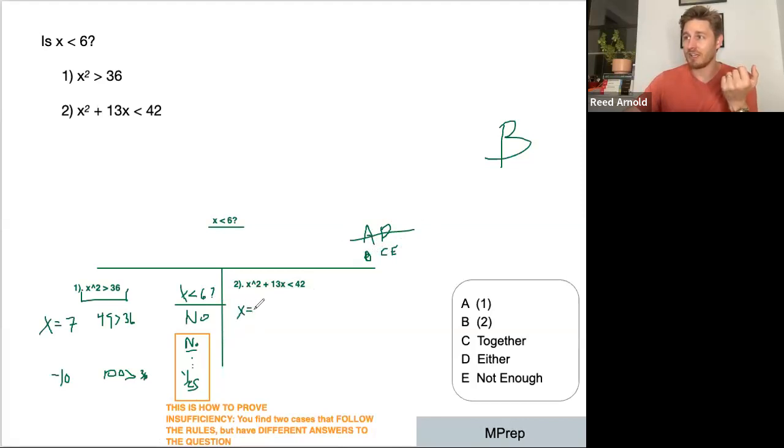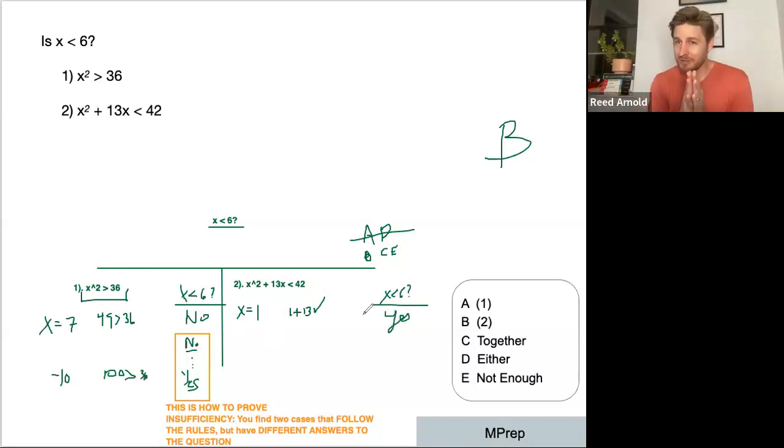In fact, when you're testing cases, one of the big pieces of advice I have is for the first case, make it as obvious as possible. Make it as simple and straightforward. Any case that you think will follow the rule, make it stupid simple. So like x is 1 is going to be 1 plus 13. Yeah, that's less than 42. We're good on that. 1 follows the rule. Is x less than 6? Yes, it is.